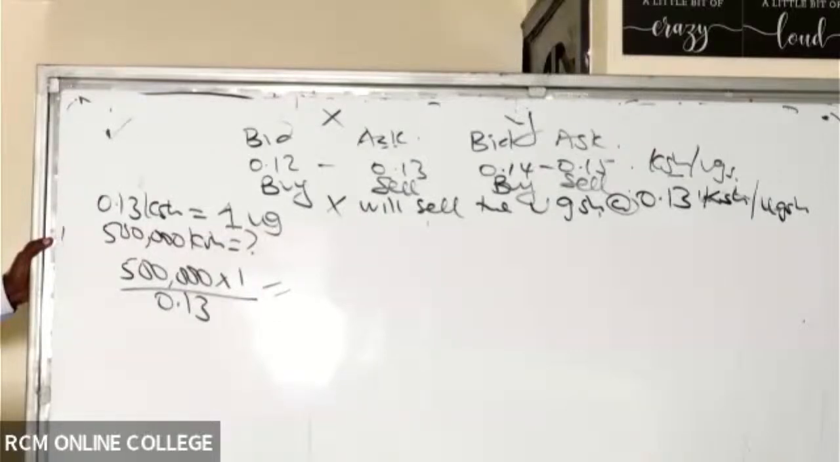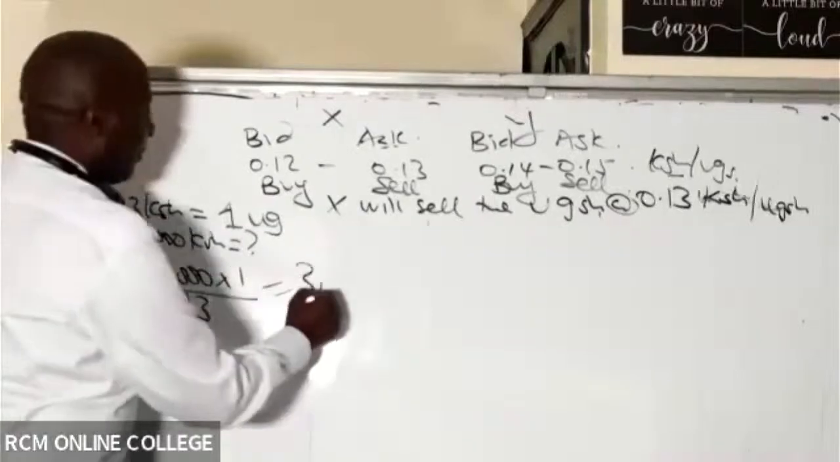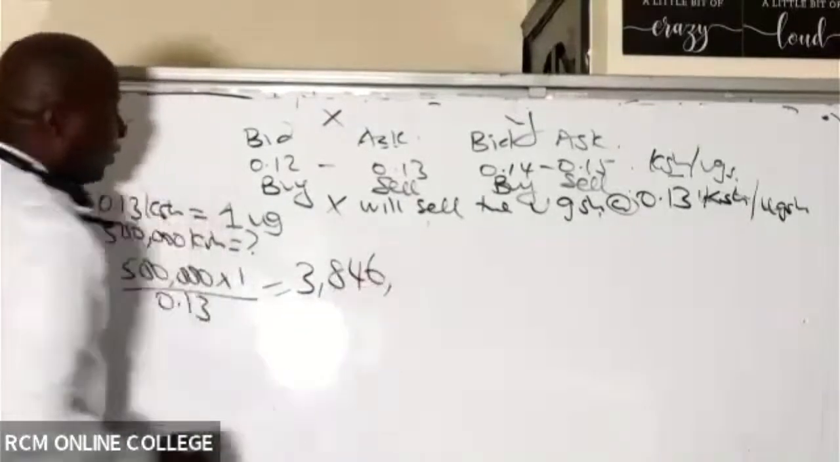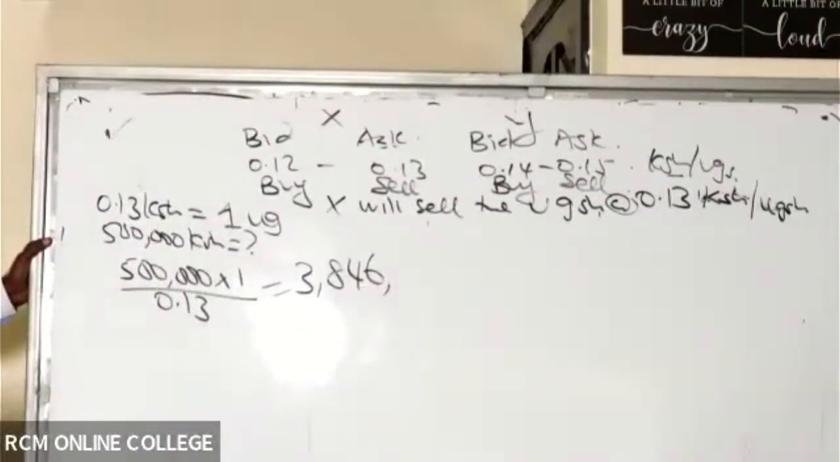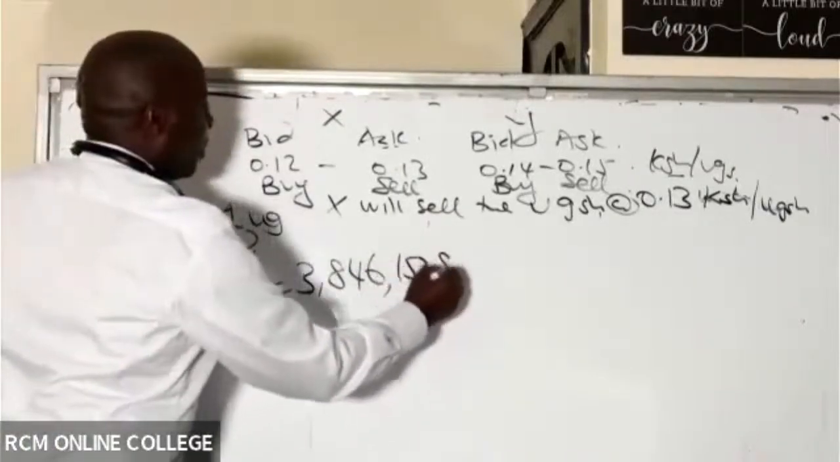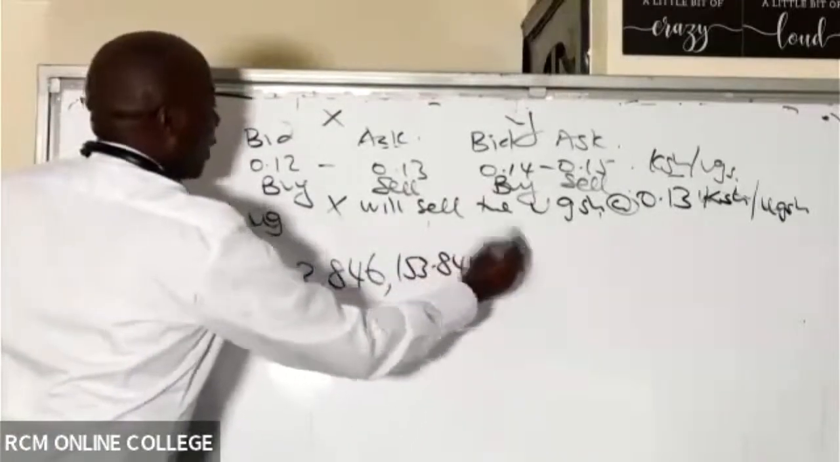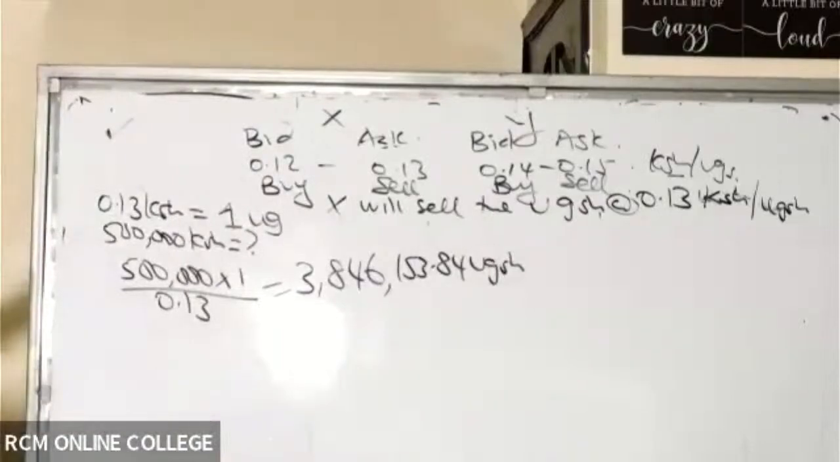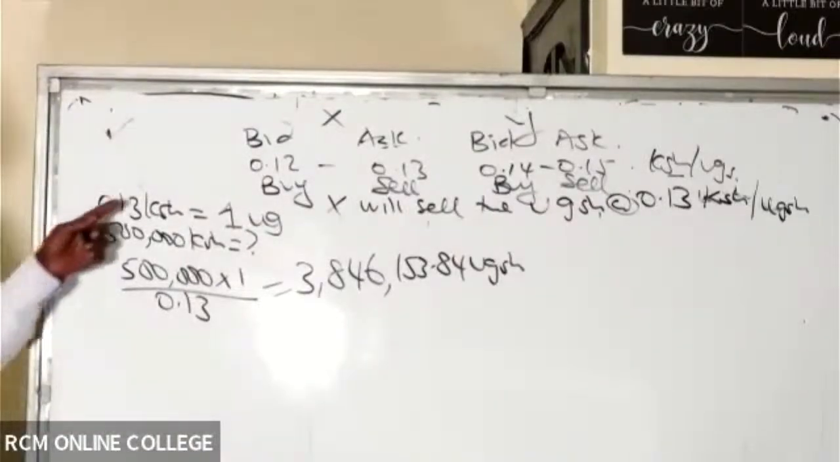When you divide, it will be a lot of money. 3,846,153.84 Uganda shillings. Now, ladies and gentlemen, after that, we have been able to procure these Uganda shillings.